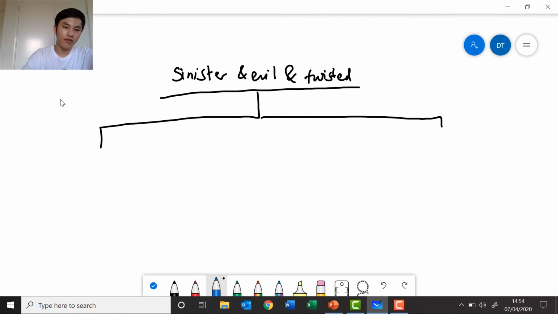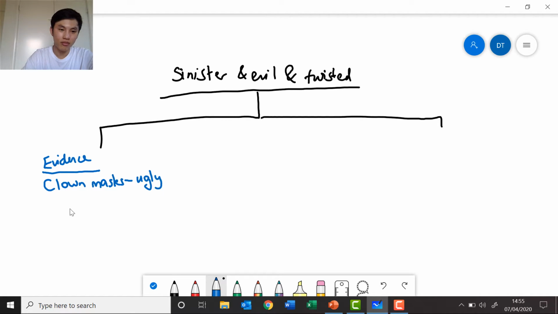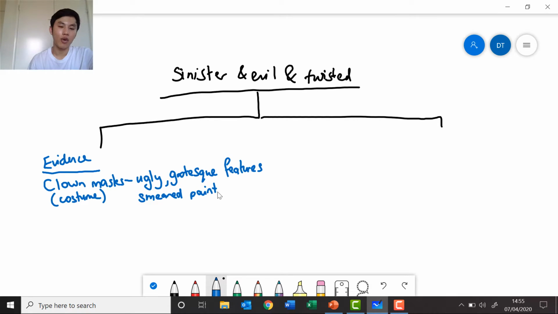So I've decided to have a look at the clown masks. For my first piece of evidence, I'm going to talk about the clown masks. And the clown masks themselves are not pieces of evidence. We have to describe how they are a technique, right? So I would say that it's costume, and I want to describe how this costume has been deliberately designed. So it's ugly, grotesque features, what else? Smeared paint. Now I have to explain how this makes the Joker sinister and evil and twisted.